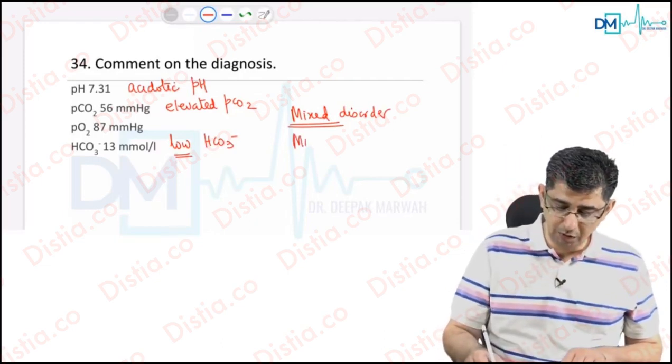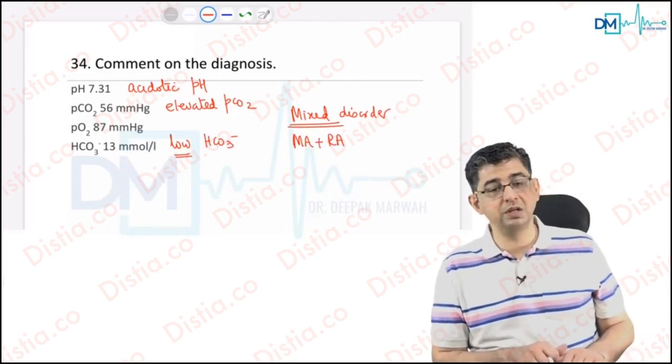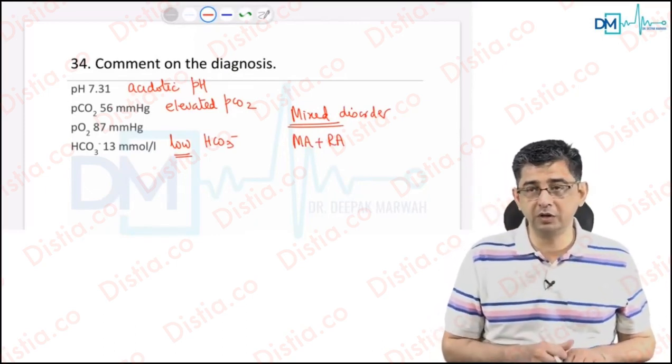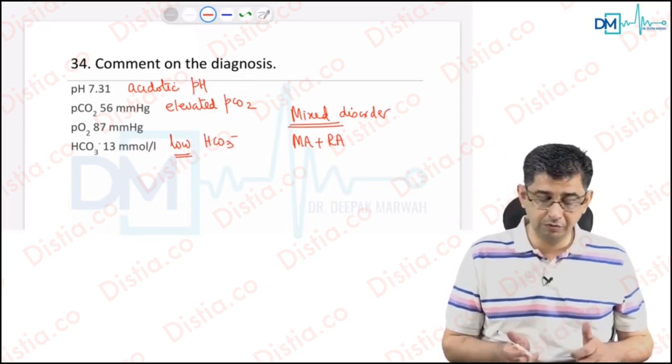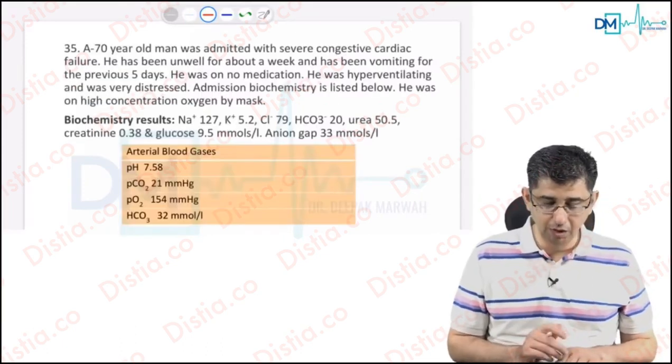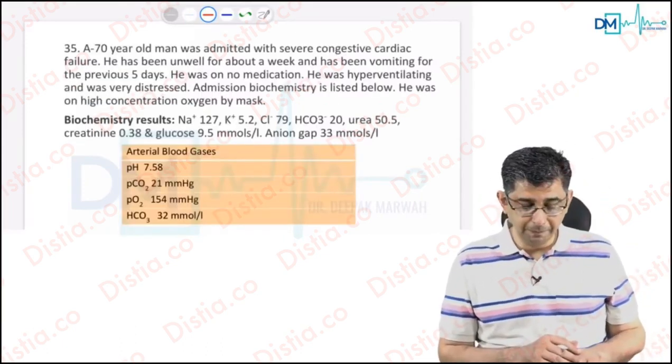I'm writing the word MA and RA, metabolic and respiratory acidosis. Both are coexisting in a single patient. When there is a mixed disorder, then we don't get into whether it is a primary or a secondary change. It is only for compensation that you need to work out the primary versus the secondary change in the patient. Let's do it one more time.